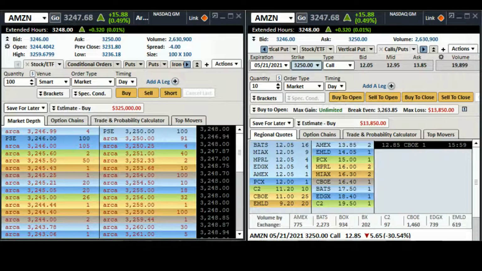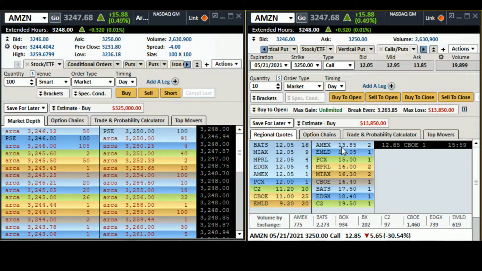So literally as this bar is closing, I'll go ahead and click buy to open right here. I'll mark it in this example, 10 option contracts. The spread is a little wacky because the day ended. This would be an uncommonly wide spread, like $12.05 on the bid, $13.85 on the offer.